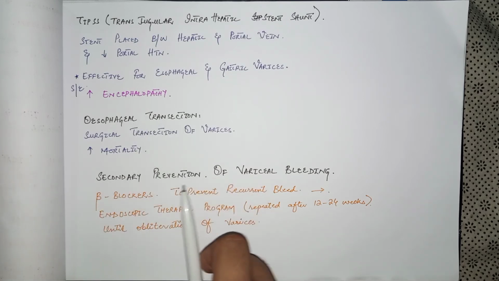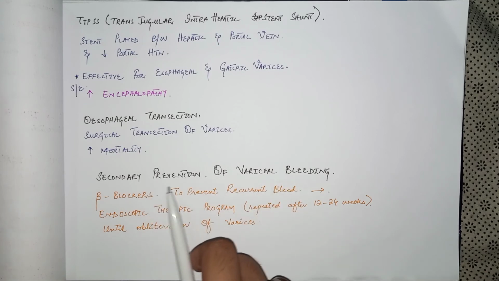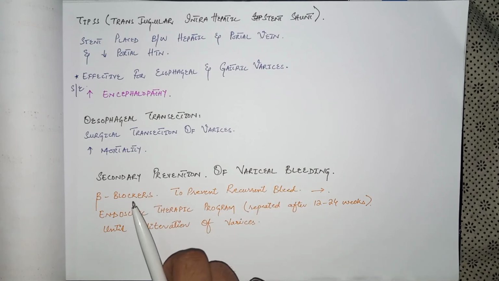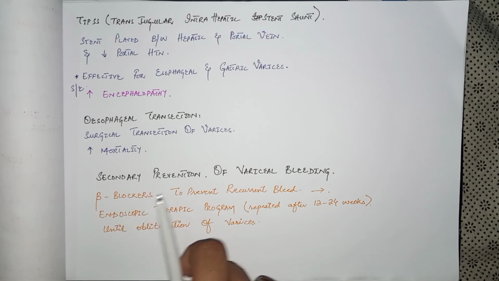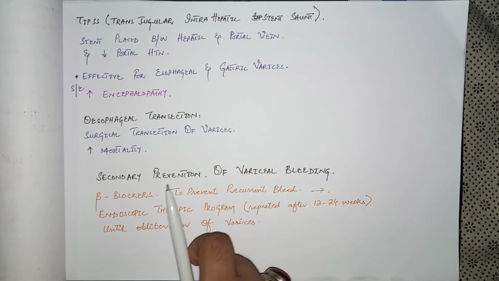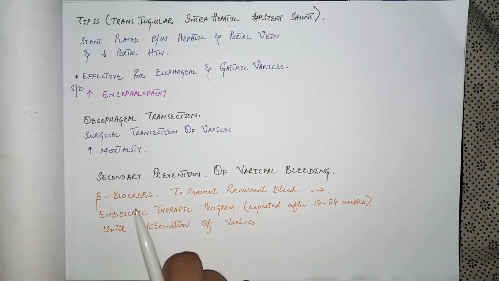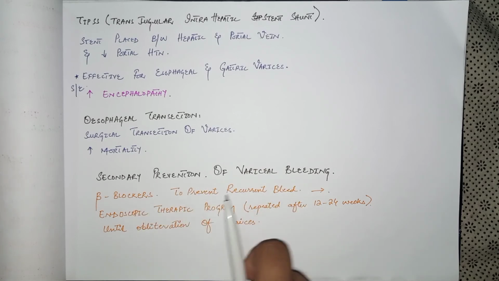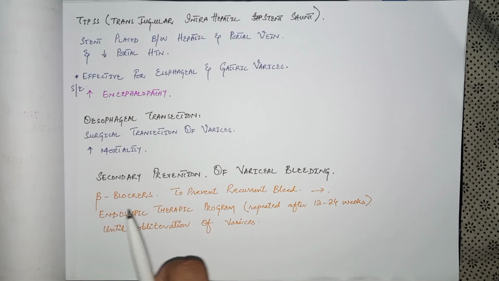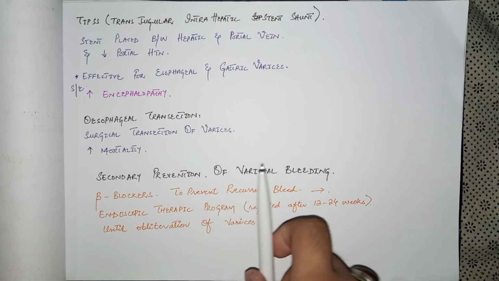Now come to the secondary prevention of variceal bleeding. In secondary prevention, give the patient beta blockers to prevent recurrent bleeding, and then enroll this patient into the endoscopic band ligation therapeutic program. And this band ligation should be repeated every 12 to 24 weeks until the obliteration of varices occurs.